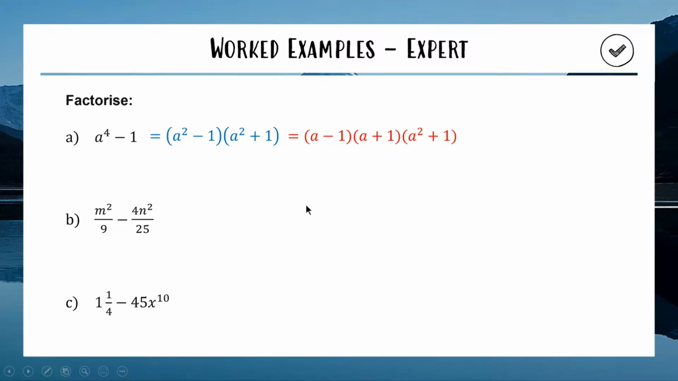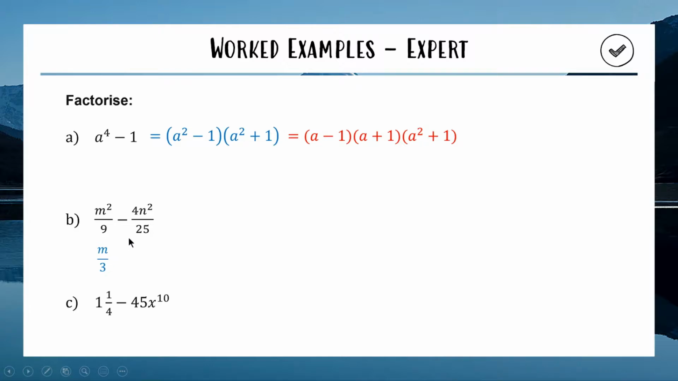Okay, question B. We've got some scary looking fractions, but we do actually have a difference of two squares. For the front term, the top m squared is obviously m squared, and the bottom is 3 squared. So this entire fraction is actually m over 3 all squared. That would get you m squared over 9.